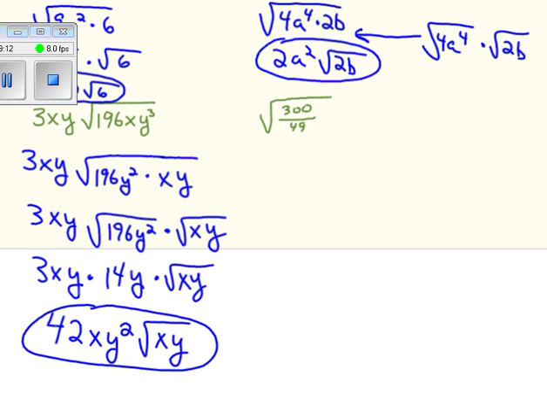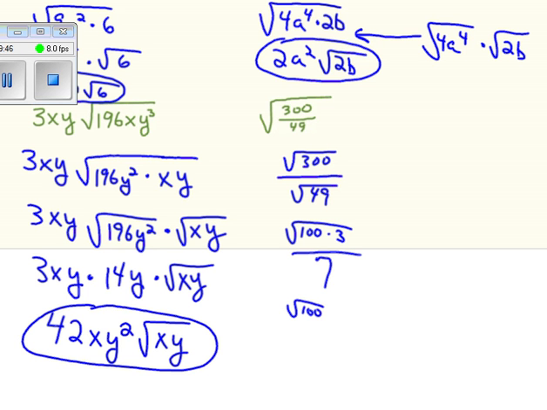Now, root 300 over root 49. So what do you think I should do? I'm going to use the square root of a quotient property now. Square root of 300 divided by square root of 49. Correct. Right? Now, 49 is a perfect square, so I'm just going to write 7 right there, right? Now, 300 I've got to break down. What's the highest perfect square factor in 300? 100? 100, right? So I'm going to go 100 times 3, and that's root 100 times root 3 over 7.